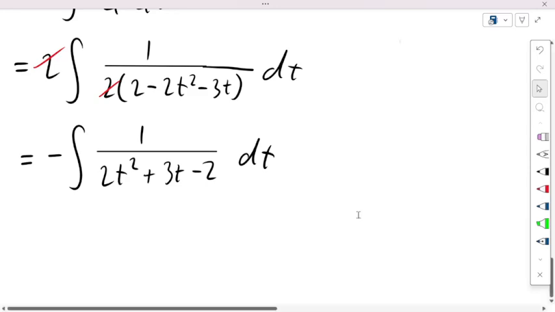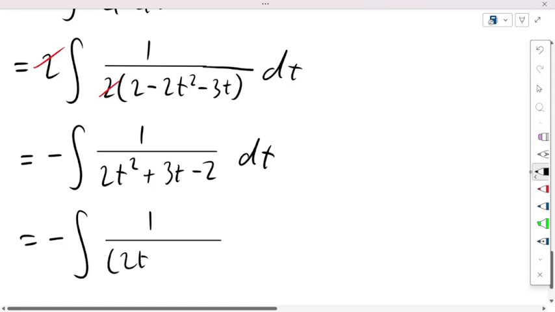And if you were to use the grouping method or the quadratic formula, you would get the following. So it'll be equal to negative. We're factorizing the bottom here. This can be factorized into 2t plus 1, and then t minus 2.